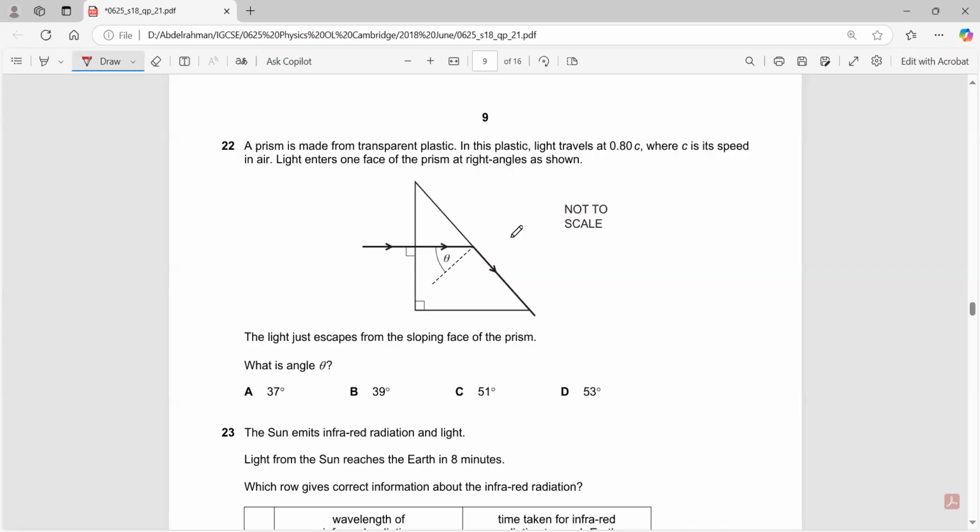Okay, you have a prism with an angle theta, and it's quite obvious that this is the critical angle. Why is this the critical angle?